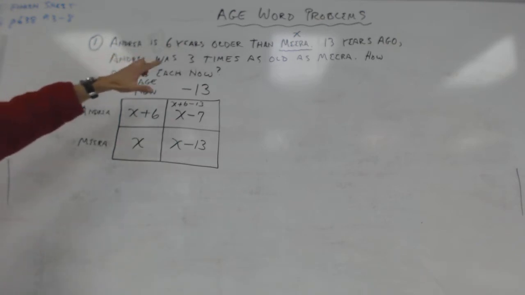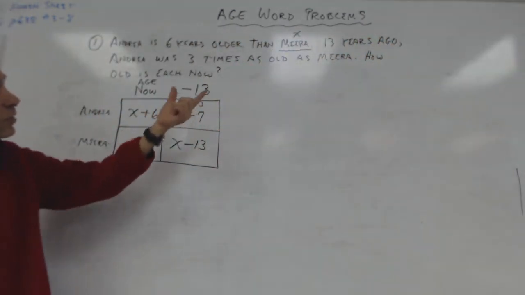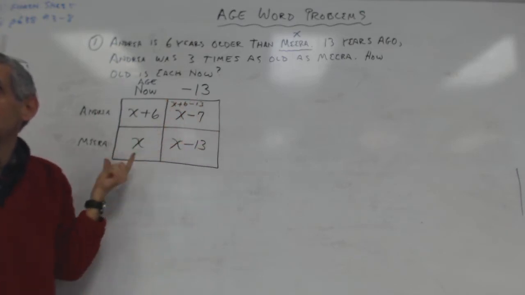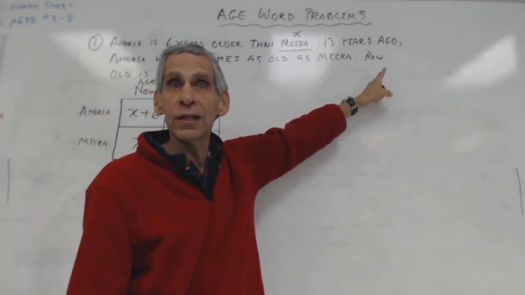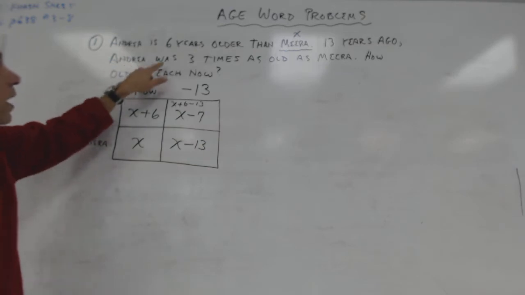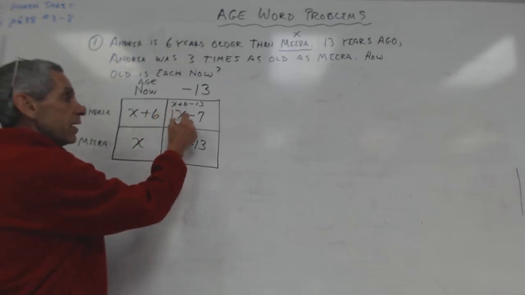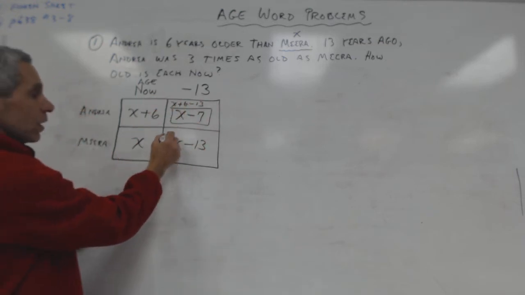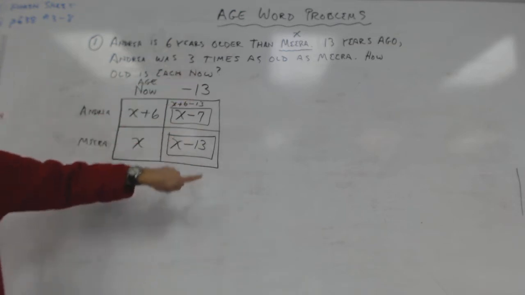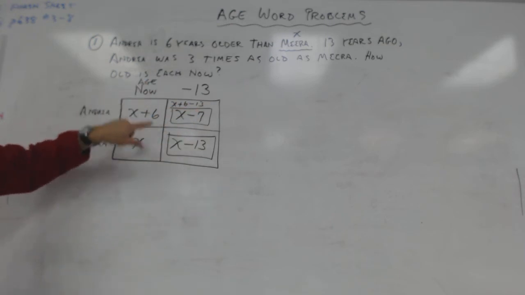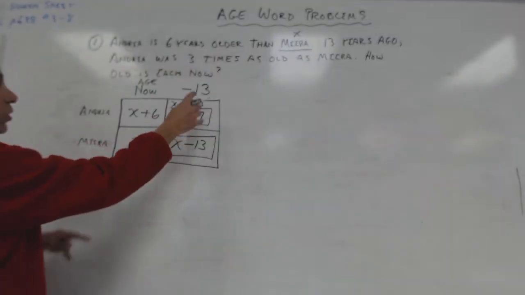So Andrea is 6 years old, and we've taken care of the first sentence and 13 years ago. The second sentence, 13 years ago, which column is that? The right one. Now they're giving us information based on this 13 years ago, right? So whenever it says Andrea, I'm going to write x minus 7. Whenever it says Mira, I'm going to write x minus 13. Because I'm only dealing with this last column, not the now column anymore, because this second sentence says 13 years ago. So I've got to use all this information.